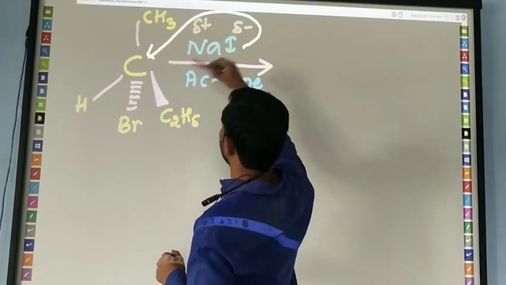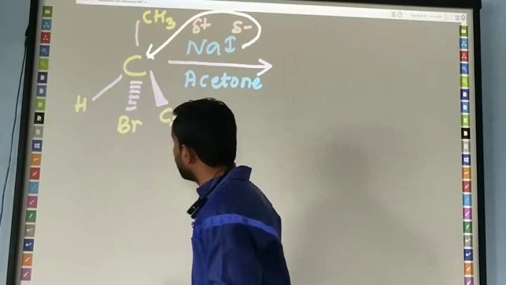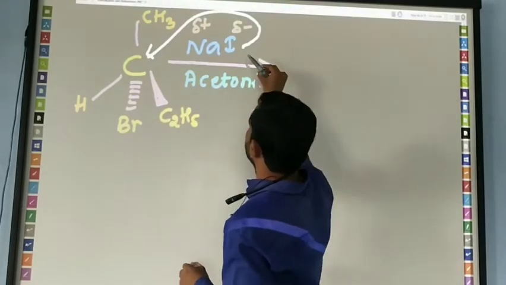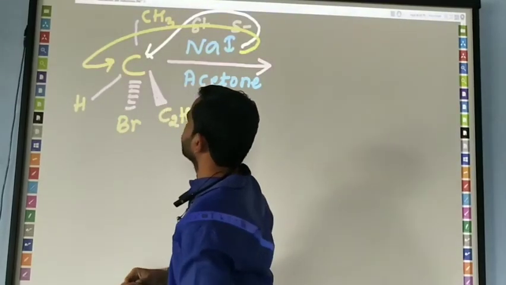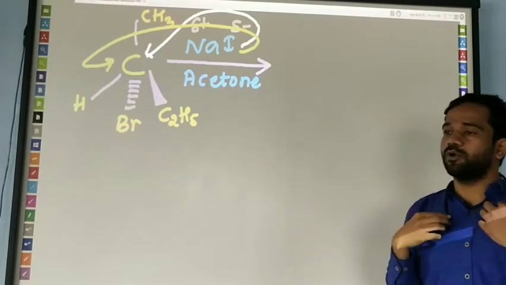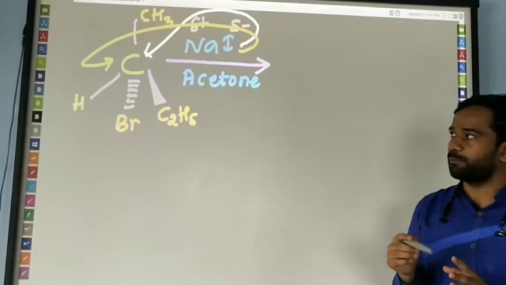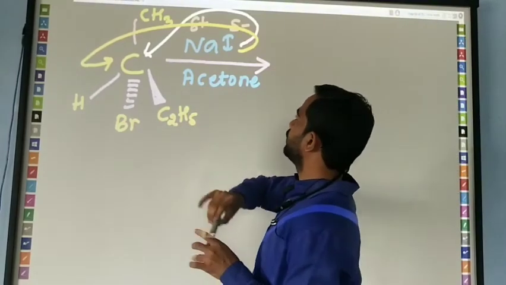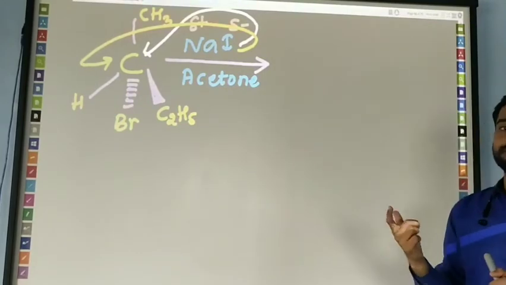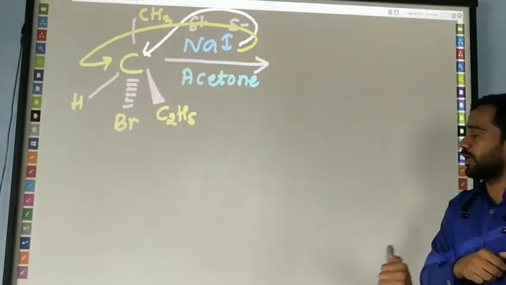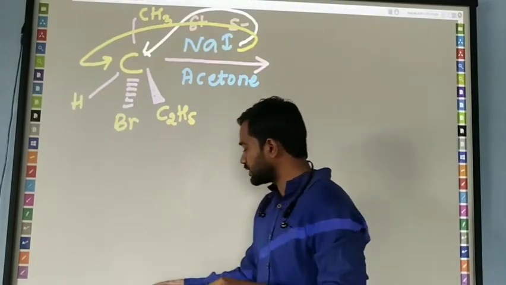Let me go with white color for this one. For the next one, let me take a different color, the yellow color. The second step is the back side attack. If any compound has a chiral center, two types of attack are possible. The white color exhibits the front attack, and the yellow color exhibits the back attack. Let's see how the product can change.